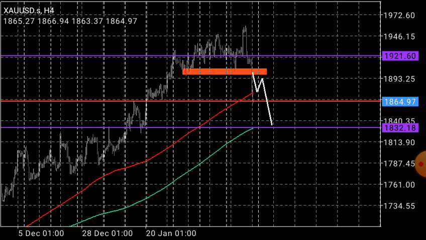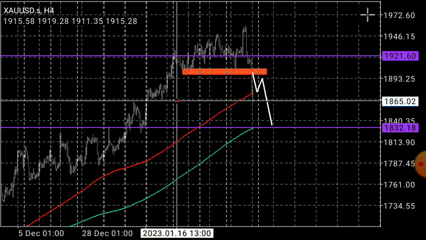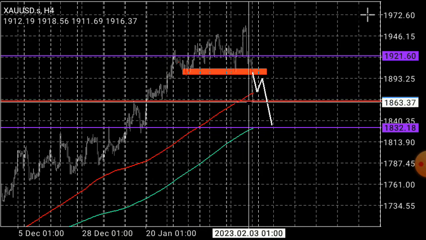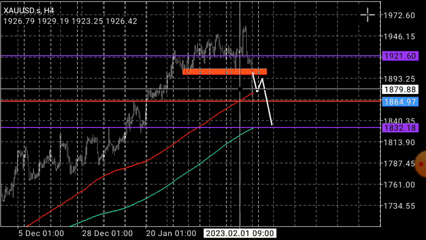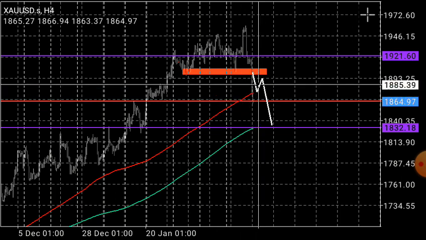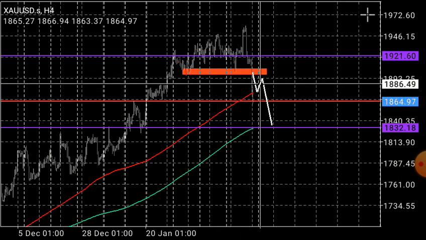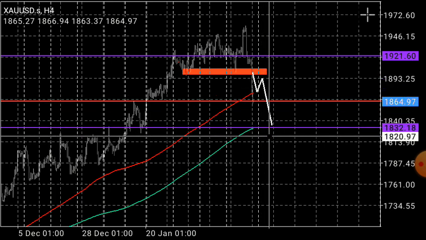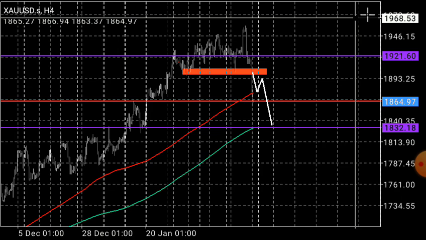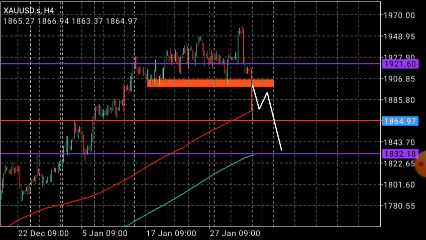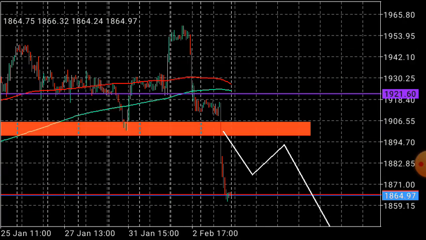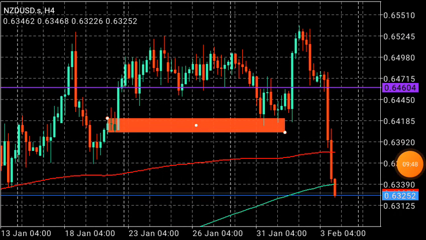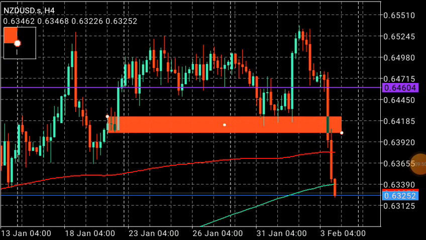Since we are testing and about to break out of the zone, chances are buyers might come there and try to push price to the upside to pull back. It might pull back there or here, but wait upon the pullback to take the long-term sell. Short-term target is at the $1832.18 region. Gold is on a downtrend. Sell gold.